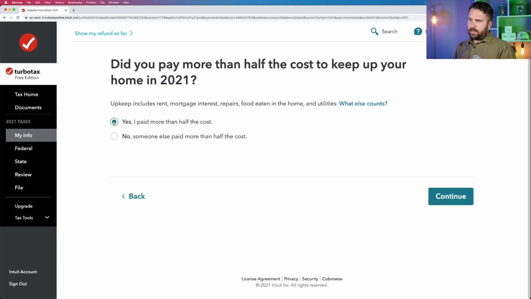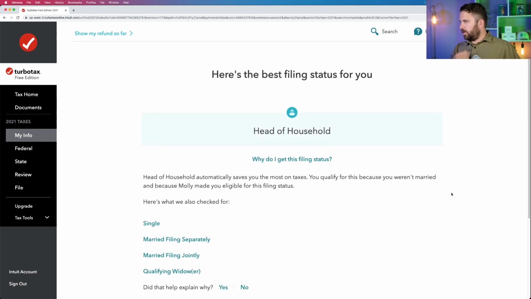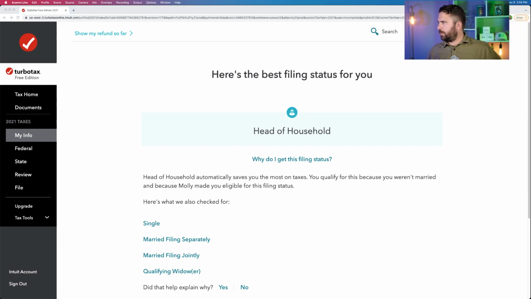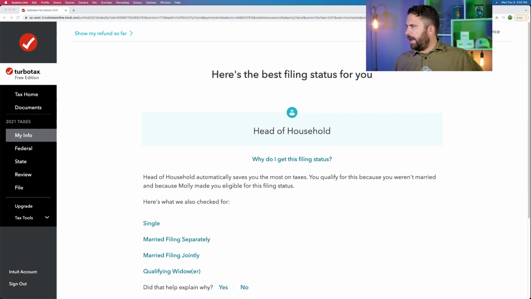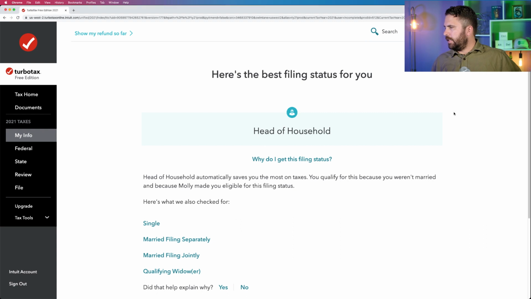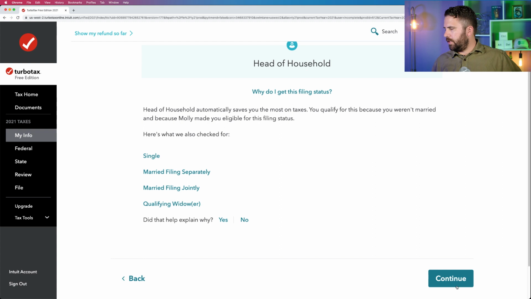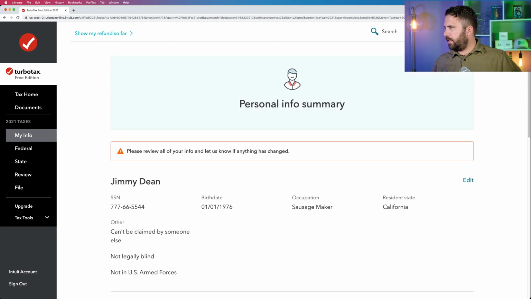If you paid more than half the cost to keep up your home in 2021, that means you paid more than half the rent or mortgage, more than half the insurance, more than half all the groceries. So I can say yes, he's the only adult in the household. I'm assuming that was true for him. All right, so it correctly gave him head of household status, which is more beneficial than single, to get a higher standard deduction and some other tax benefits. So that is good on TurboTax's part there.